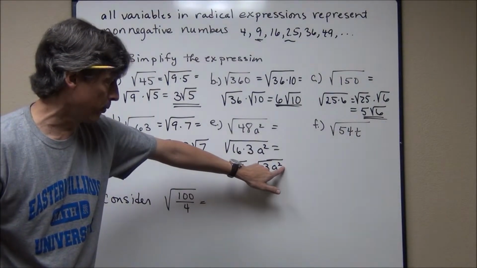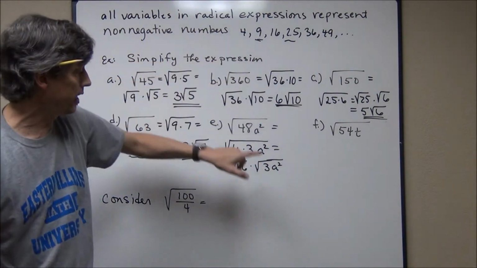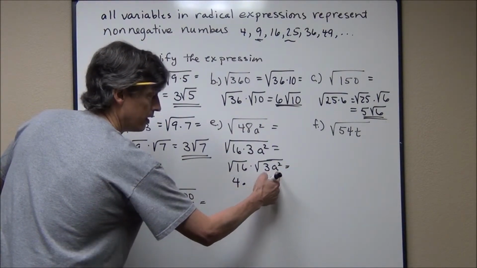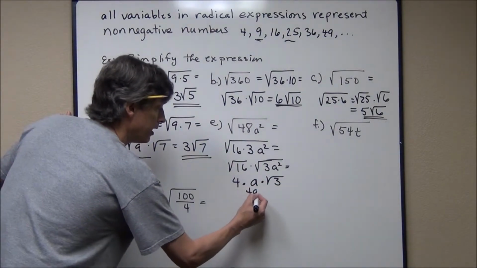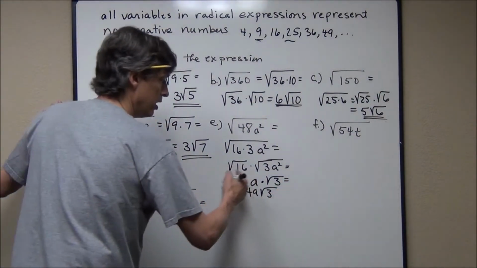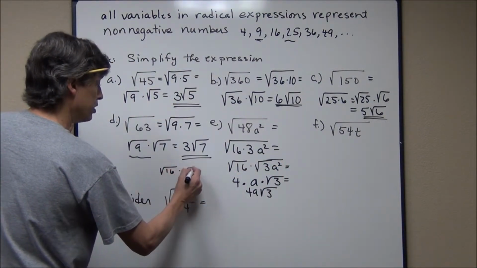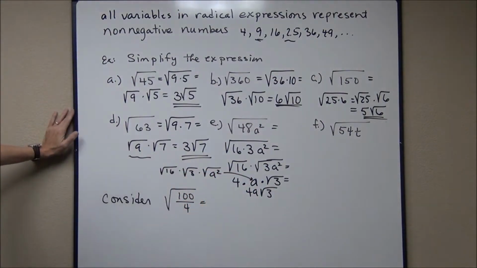Now the a squared is a perfect square. So when you take the square root of a squared, since a is a variable and represents a non-negative number, I'm going to think of this as 4 times a times the square root of 3. Or 4a times the square root of 3. Now I could have broken that apart differently. I could have written this line right here as the square root of 16 times the square root of 3 times the square root of a squared. And then you could have seen where the a came from perhaps a little more readily. I just left it underneath, as you will find out later on in an Algebra 1 or an Algebra 2 course.